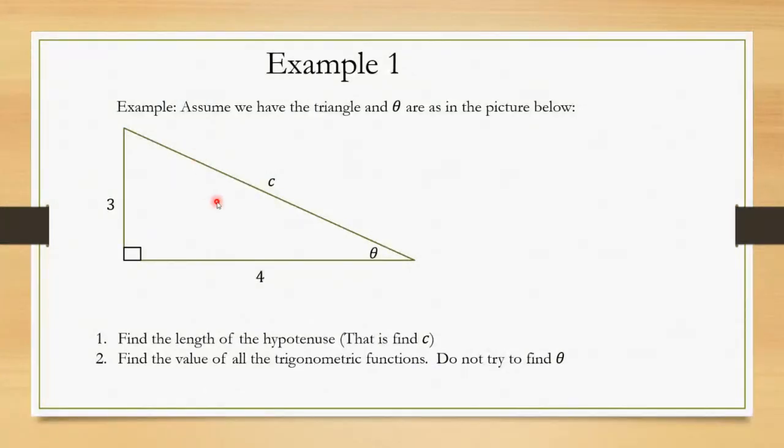So let's say we have this triangle. It's a right triangle. We have the 90-degree symbol here. We also have this angle theta, as you can see. We don't know what theta is, but you'll see that's not going to matter. This side length is 3, this is 4. The hypotenuse is c, right? Well, let's find the length of the hypotenuse.